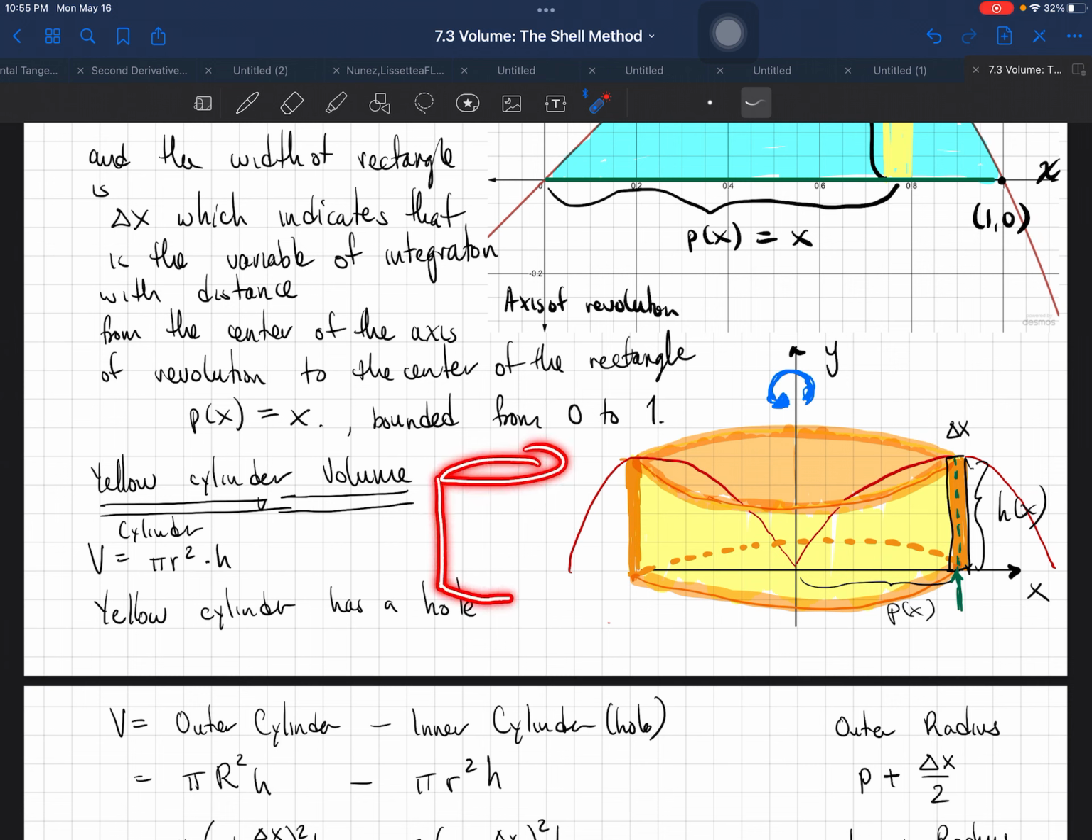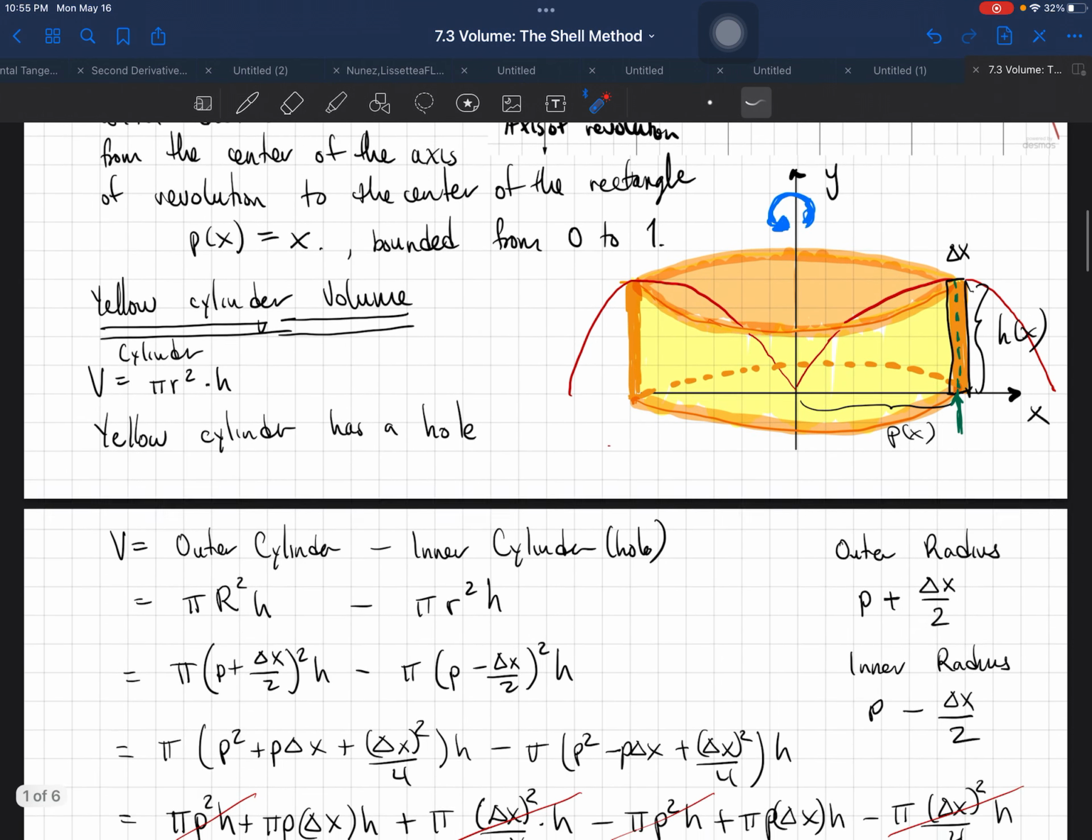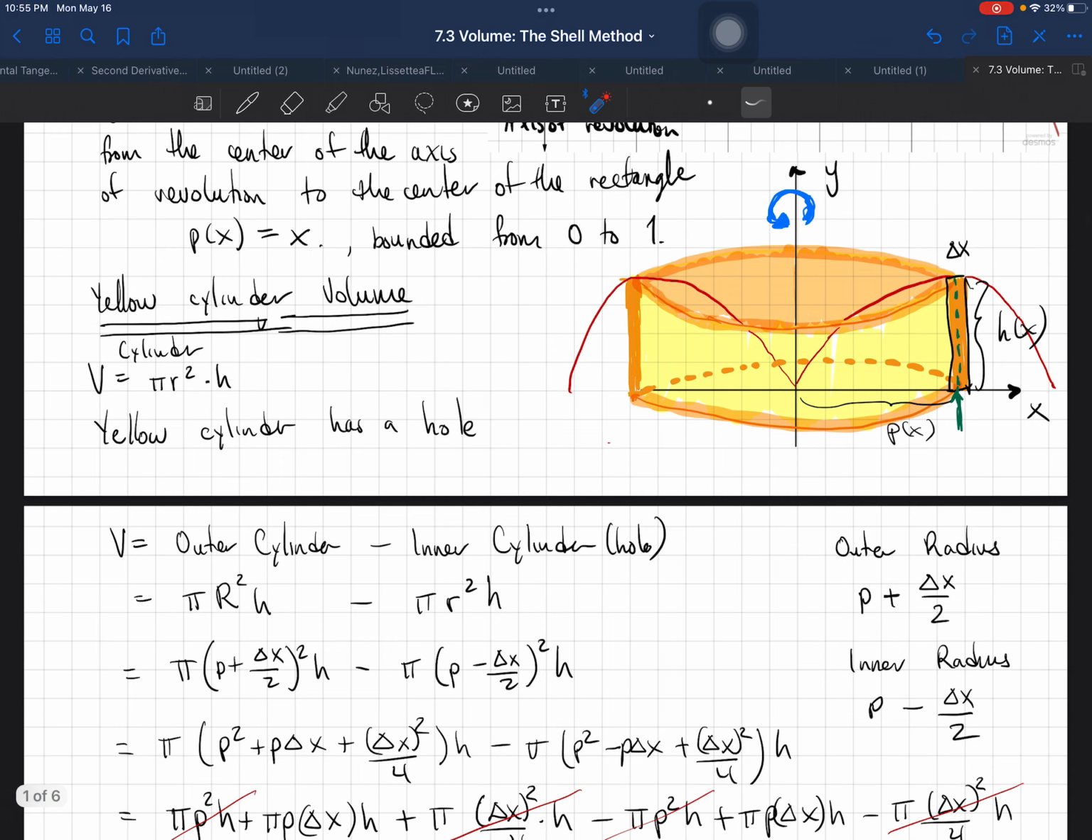So the shell is not a whole cylinder, it's just a piece of it, right? What we're going to do is find the volume of the outer cylinder, and then subtract the volume of the inner cylinder.